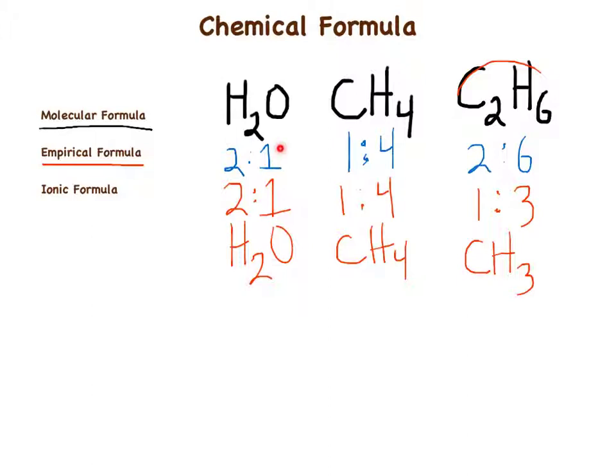So 2 to 1 can't be reduced any further. So the molecular formula is actually the same exact thing as the empirical formula because the molecular formula is already reduced as far as it can be. Same with this one as well. But on this one, on the other hand, C2H6, we can reduce it down to CH3. So this empirical formula is different from the molecular formula. So that's all there is to molecular formulas and empirical formulas.